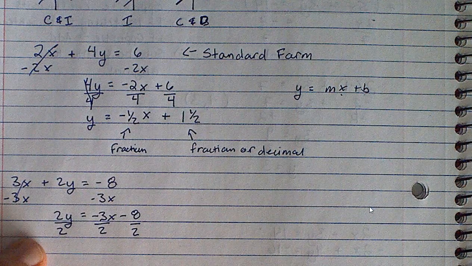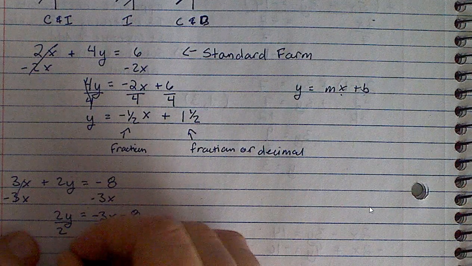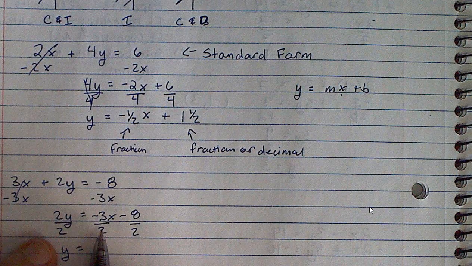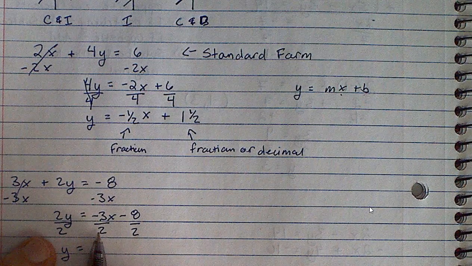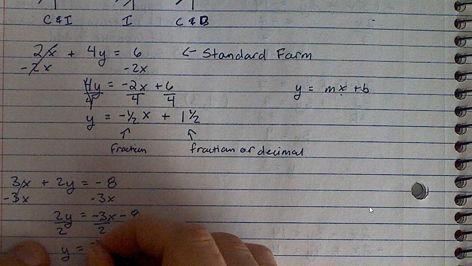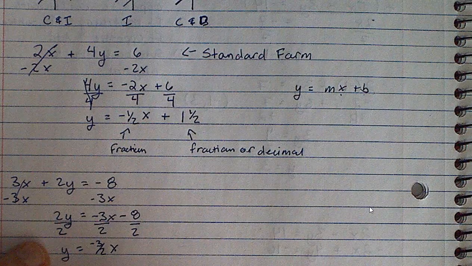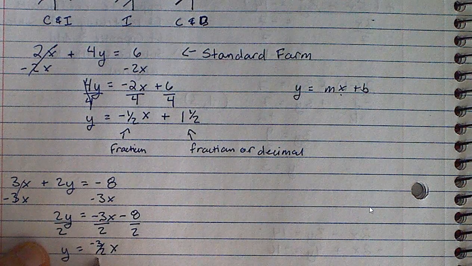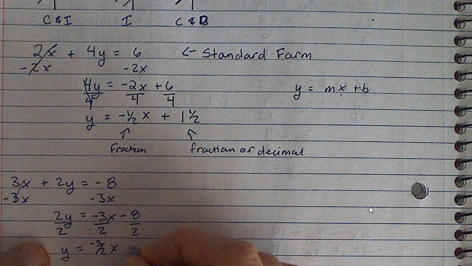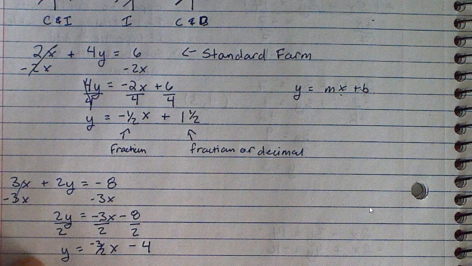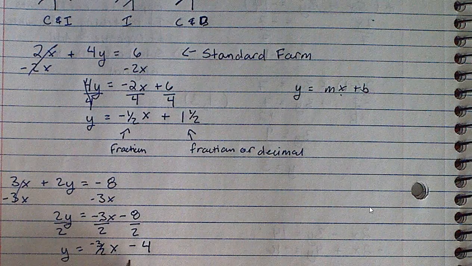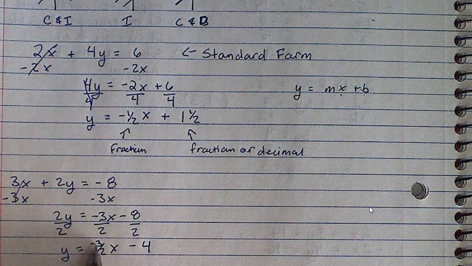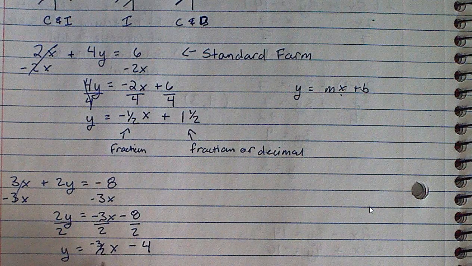So 2y divided by 2 is y. Now this I'm going to leave as a fraction. The number in front of x you leave as a fraction. So this is negative 3 over 2x. And you leave it improper; you don't make it a mixed number. 8 divided by 2 is 4. So if you were to graph this, you would count down 4 spaces. And then from there, either go down 3, right 2, or up 3, left 2, the opposite.